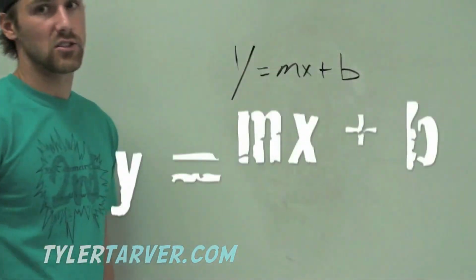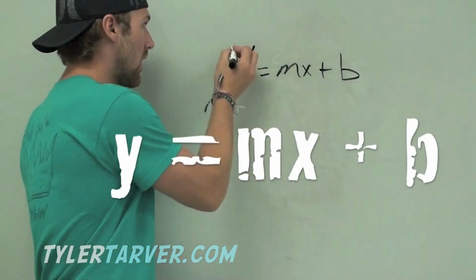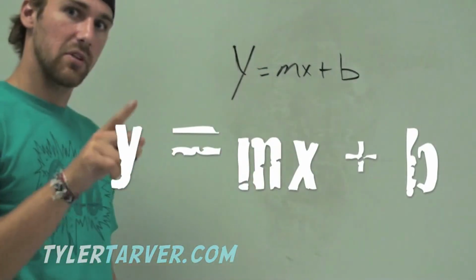What I'm going to talk about today is y equals mx plus b. It's also known as the slope-intercept formula. I'm about to explain why. We'll start at the beginning. If you know what I'm talking about, skip to the end.